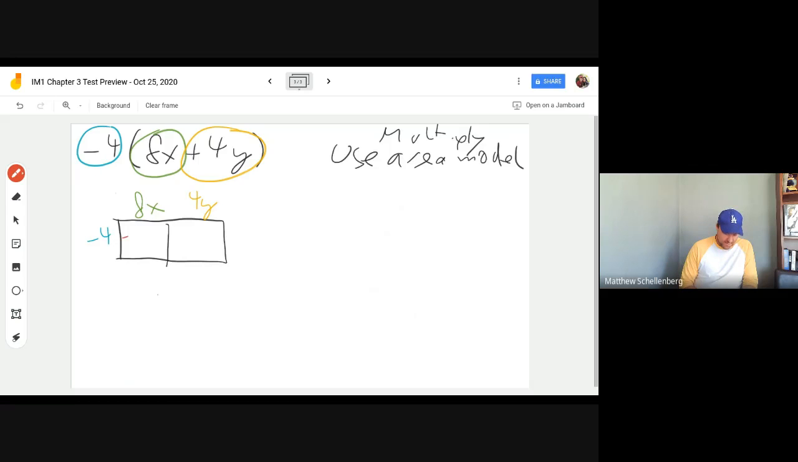-4 times 8x is -32x. 4y times -4 is -16y. And so that's how you do those problems. You just have to multiply in the area model. And there's a couple more like that.